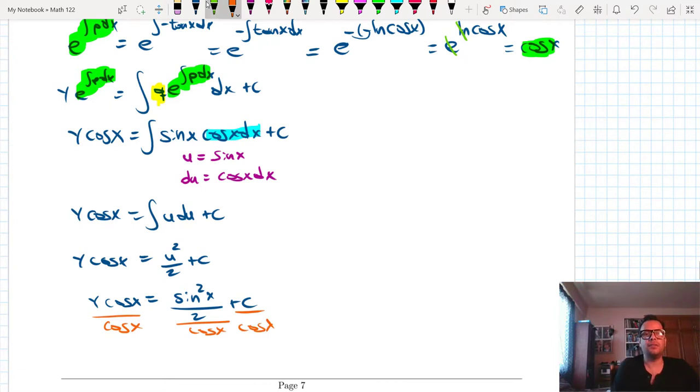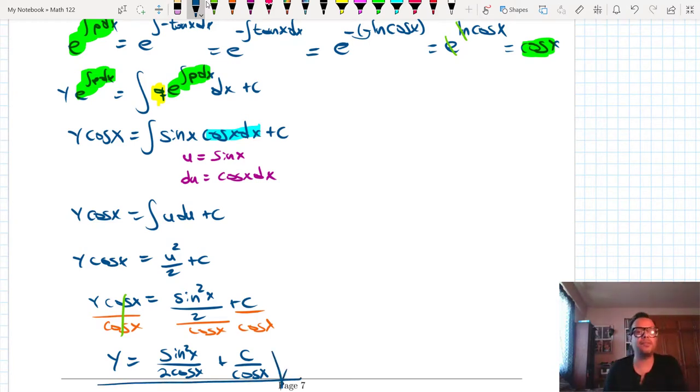Okay, so cancel these cosines. I know you might be thinking of moving this cosine to the numerator as secant, but in this case we are going to find a particular solution, so it might be easier to leave everything in terms of sines and cosines. So y equals sine squared of x divided by 2 cosine of x plus c divided by cosine of x. Okay, so that is the general solution.